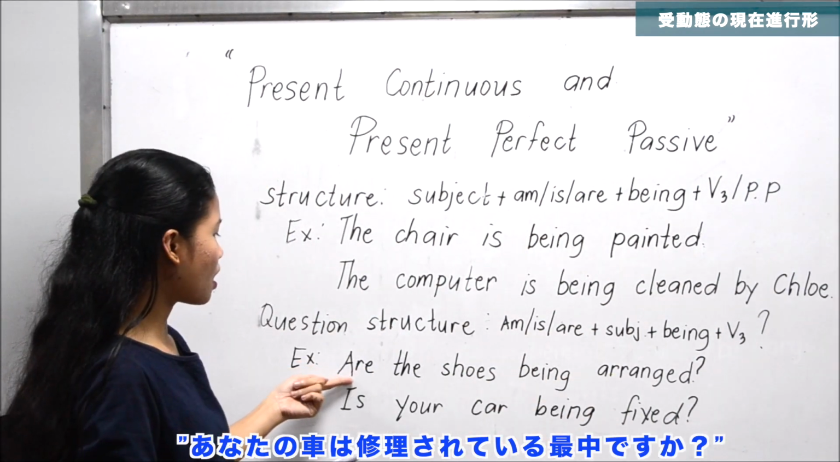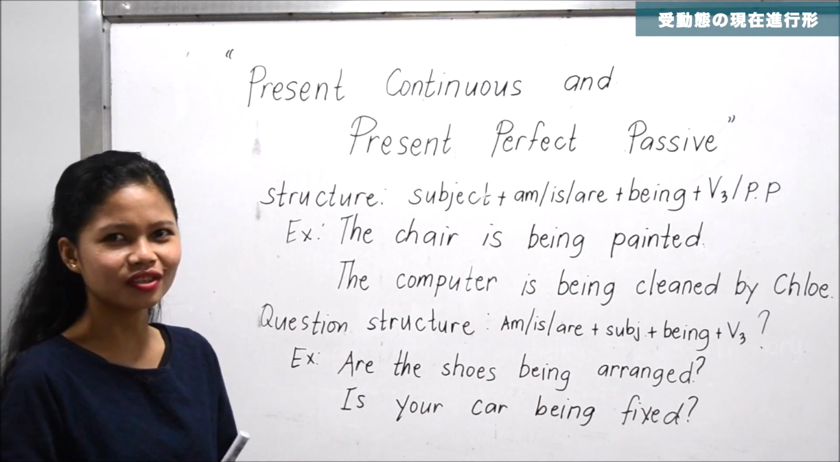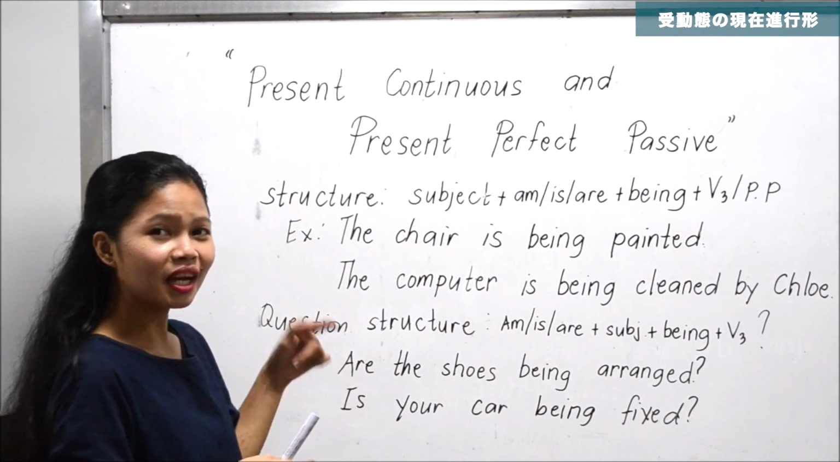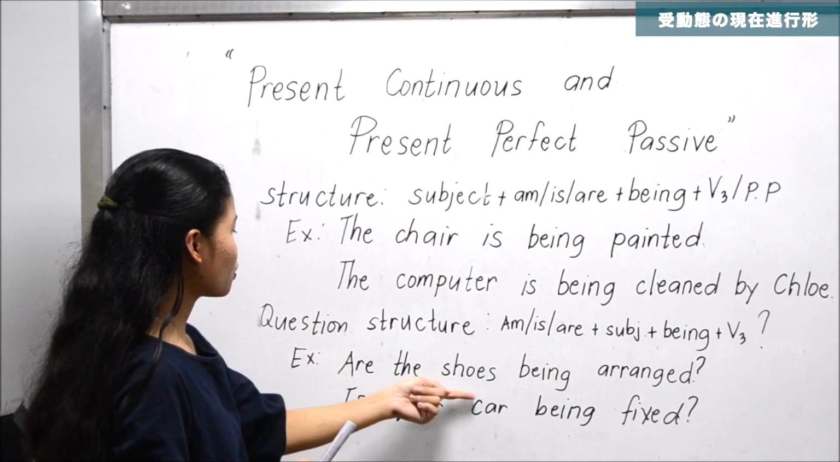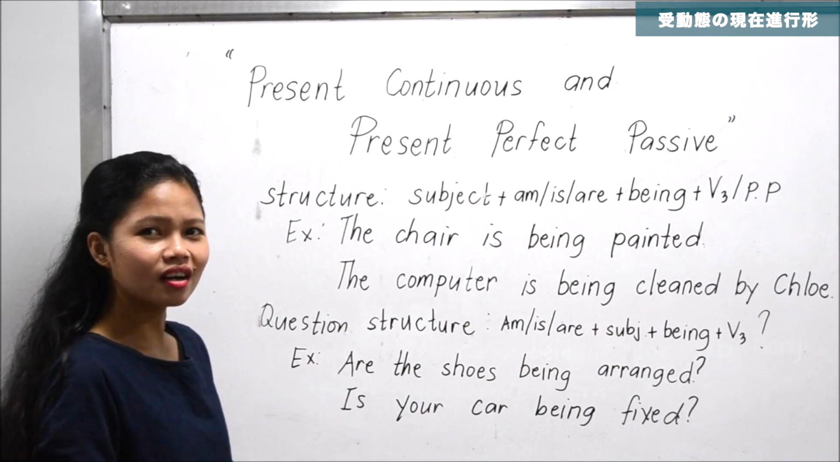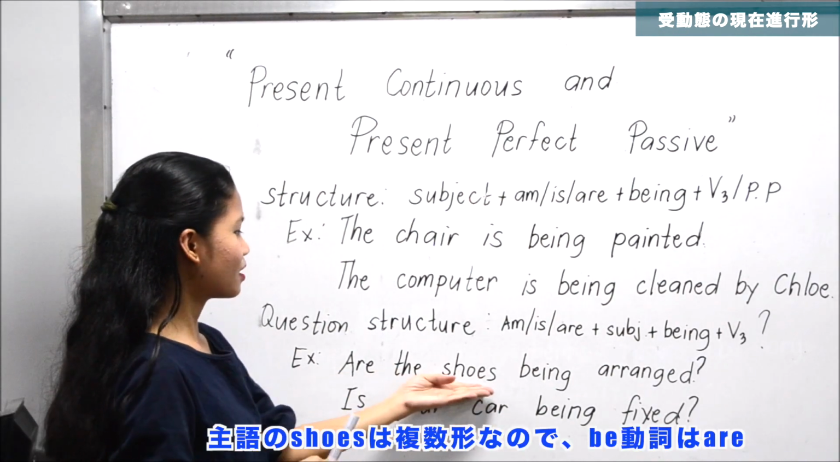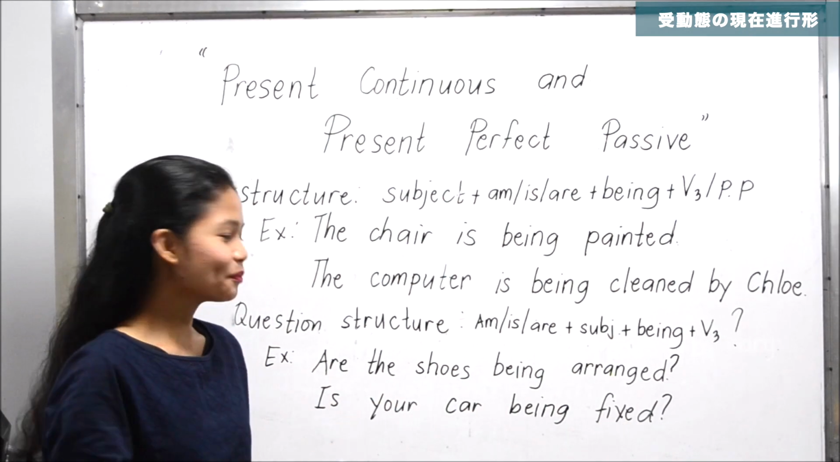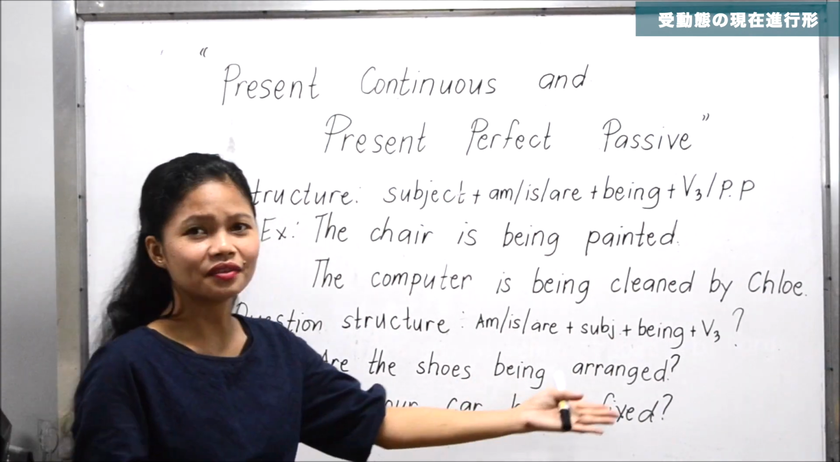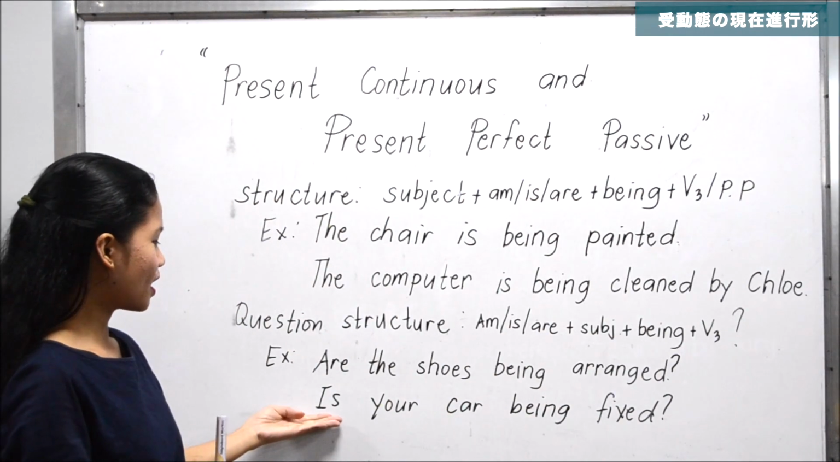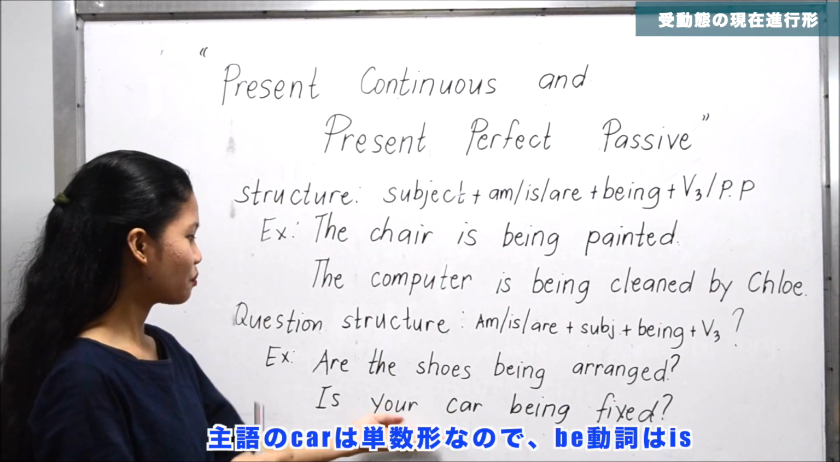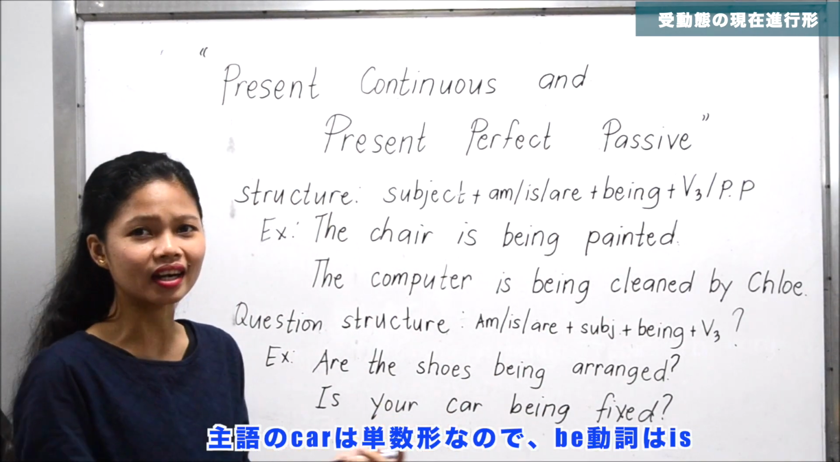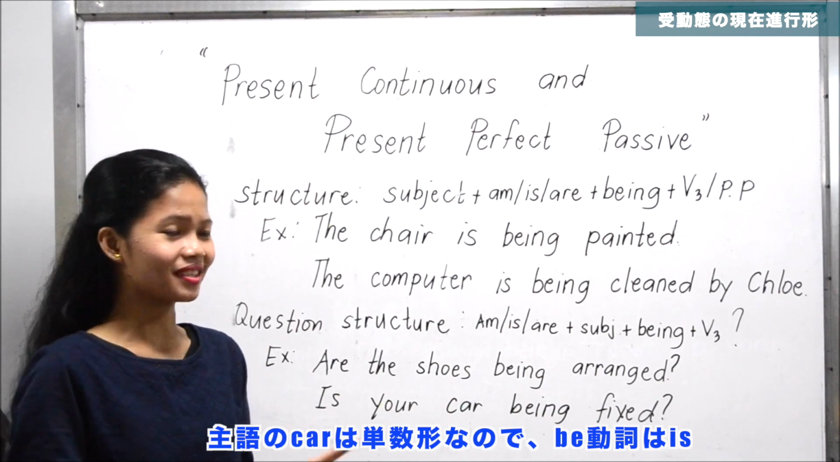We have here are, because this is a question, so the be verb should come first. So are the shoes. We use are here because the subject is plural. Another example is: is your car being fixed? As you can see here, we use the be verb is because the subject is car. Car is only one, which is singular.